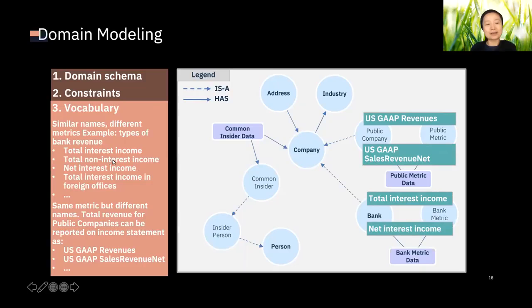So here I have some examples, right? For example, the different ways to refer to bank revenue: total interest income, total non-interest income, and so on. But the challenge is there could be metrics with different names that are actually the same metric. And then we could also have metrics that differ only slightly, but actually mean different things. So we really need to understand the domain vocabulary to do a lot of the extraction and integration.